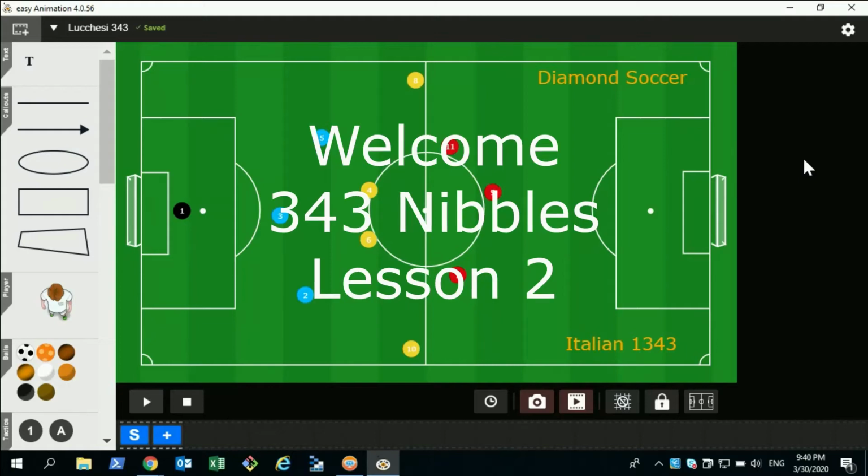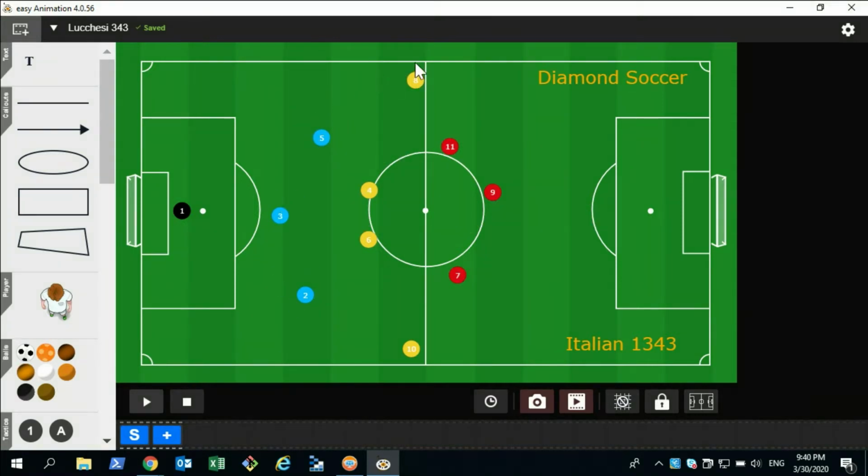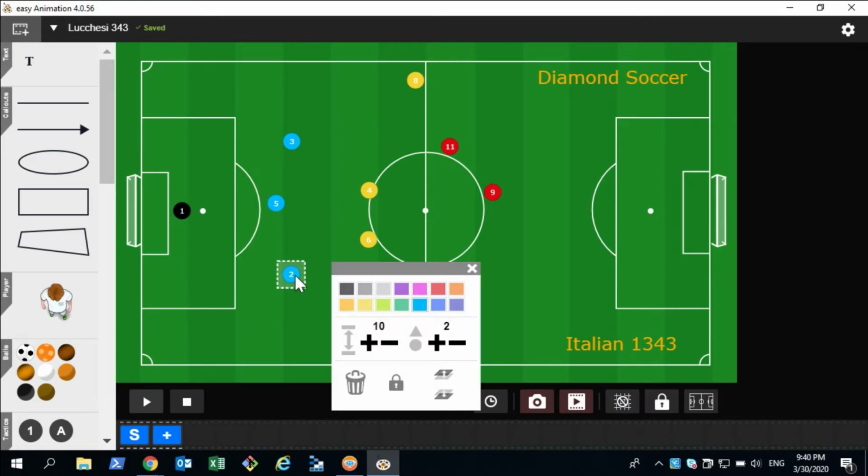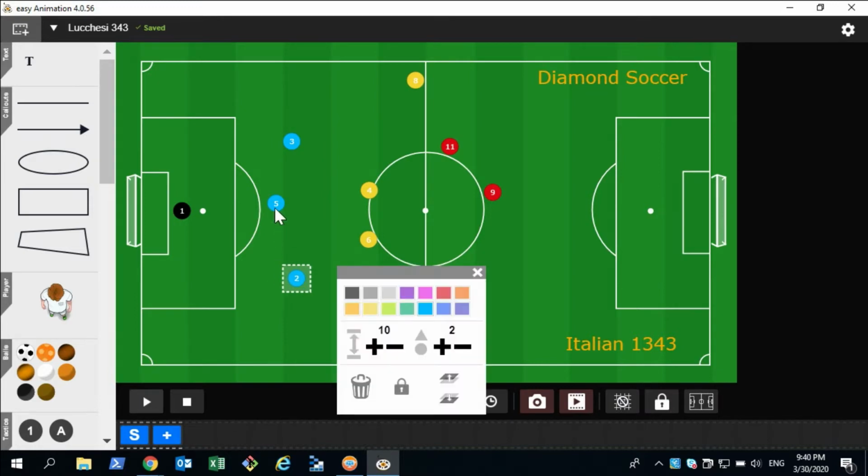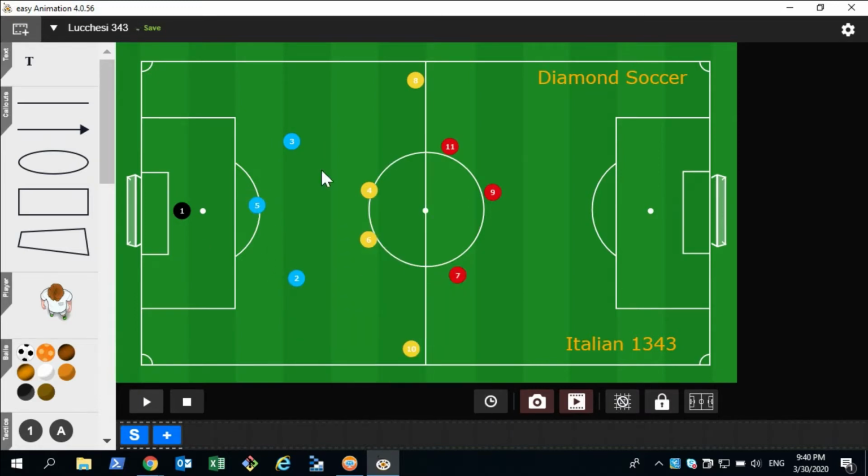Welcome to another 3 minutes of the Italian 3-4-3. Last time we were together, we were talking about the 3 backs and the 2 wing backs, the 8 and the 10. Let me switch these around since most of the documentation has the 2 side backs as 2 and 3. And I don't want to confuse you when you see the Italian videos.